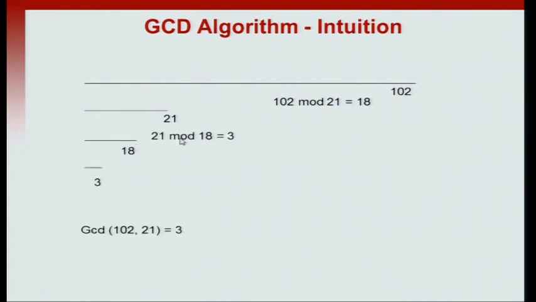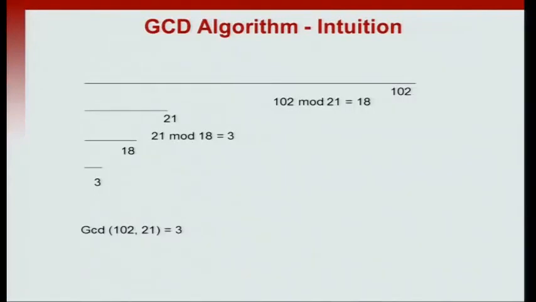Now 21 mod 18 is 3, and that becomes the shorter rod for the next stage, and 18 mod 3 is 0. That's when you stop the algorithm. When the modulo operator gives you a 0 result, that means that the shorter number exactly divides the larger number. That means that the shorter number is a divisor of the larger number, and you stop the algorithm. Now you say that the GCD of 102 and 21 is 3.